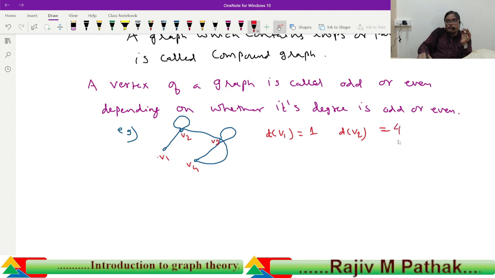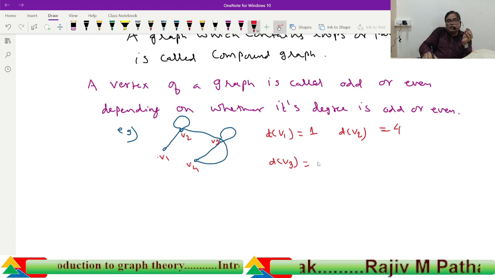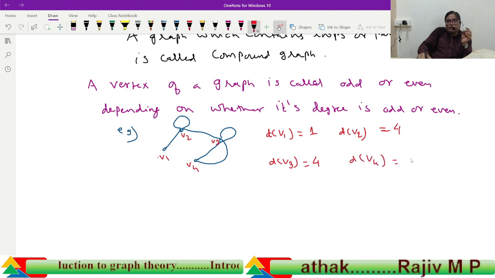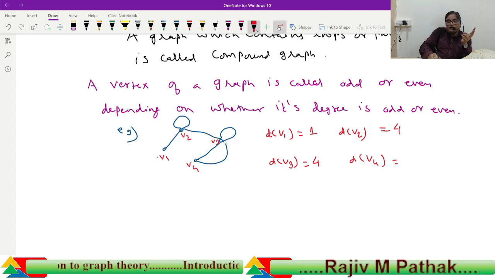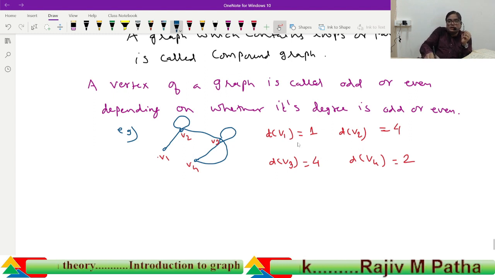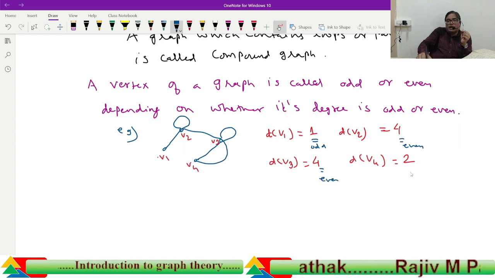So 2 plus 2 is equal to 4. Very good. What is the degree of V3? This is a loop, so 2, plus this is 1 edge, 3, and this is 1 edge. Total 4. The degree of V3 is 4. So we have computed the degrees of V1, V2 and V3. Now what is the degree of V4? Only 2 edges. This is also an edge, this is also an edge. So total 2. Now out of these, which one is an odd number? This number is odd. This is even, this is even, and this is also even.